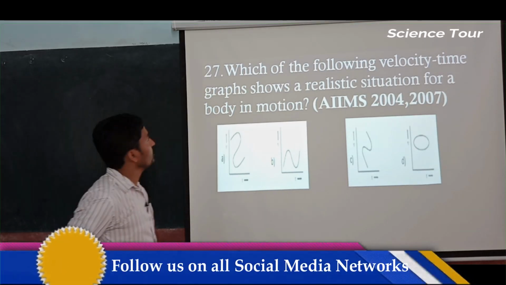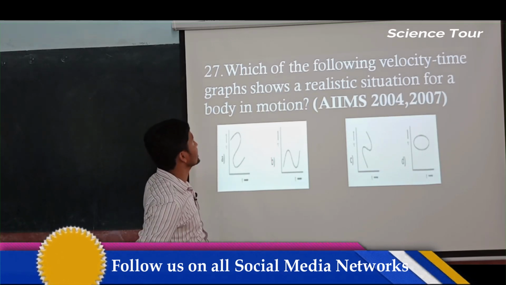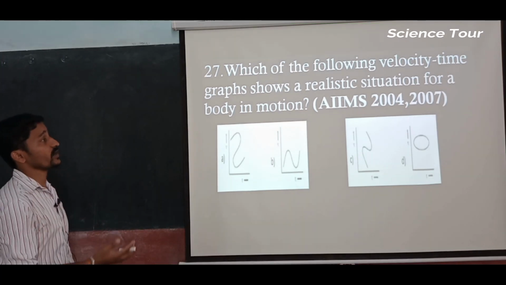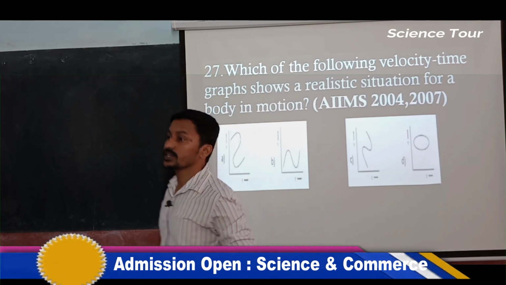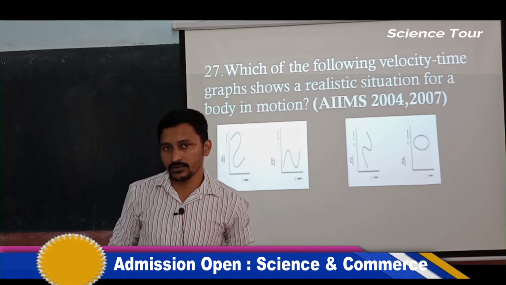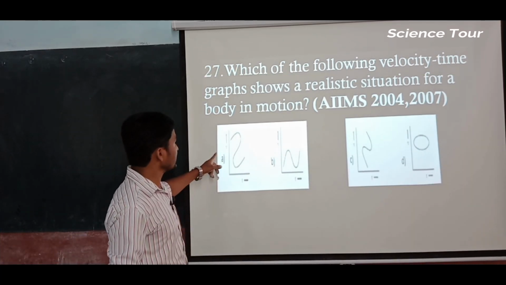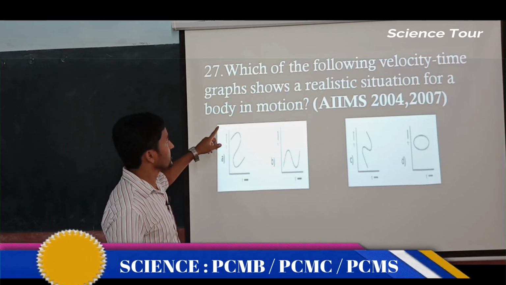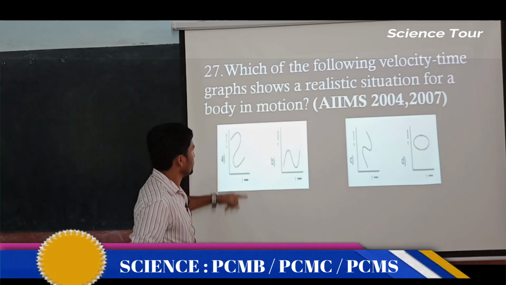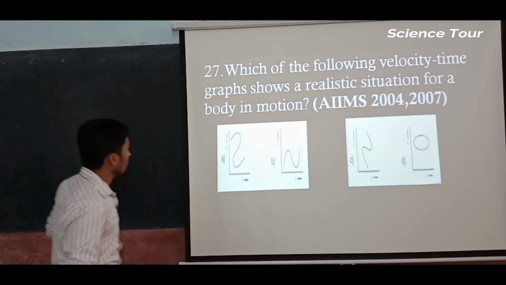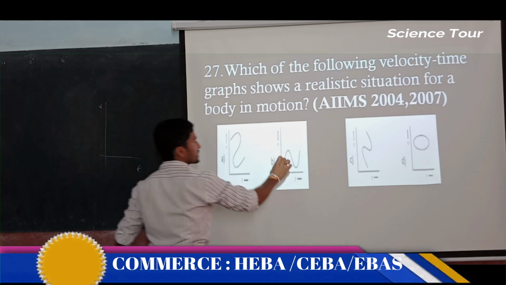Now we are going to talk about the next question, that is, which of the following velocity time graphs shows the realistic situation for a body in motion? There are four graphs. Which one is realistic and which one is not possible? All are not possible, only one is realistic. This is not acceleration, A, B, C, D, this is the VT graph they have asked. Now the first one we will see, we always start from the first.